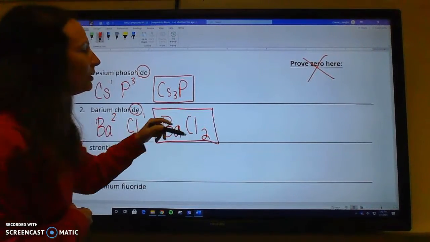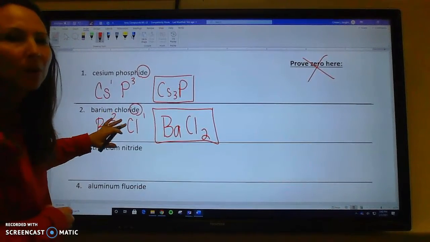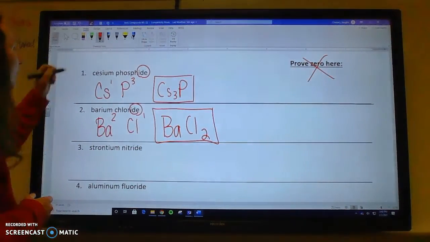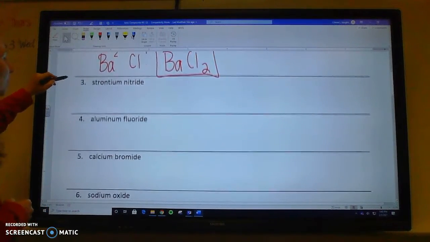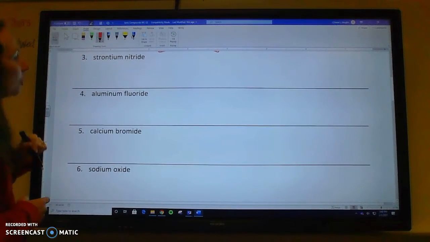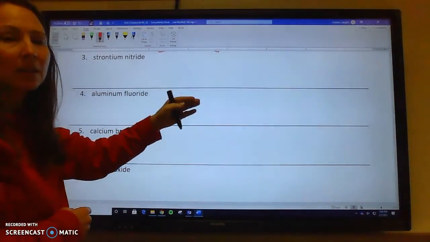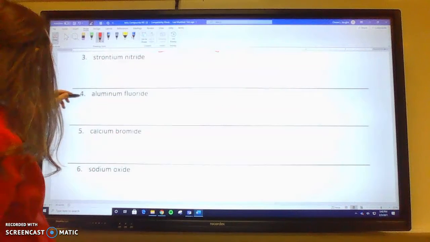Okay? You don't have to box that in. I just like doing that so I know this was just my work and this is really the answer. Okay? Last thing I want to tell you as we are doing these, when you get to number 4, aluminum is not in the first 2 columns. It's actually in column number 13. So I don't want that to throw you off.